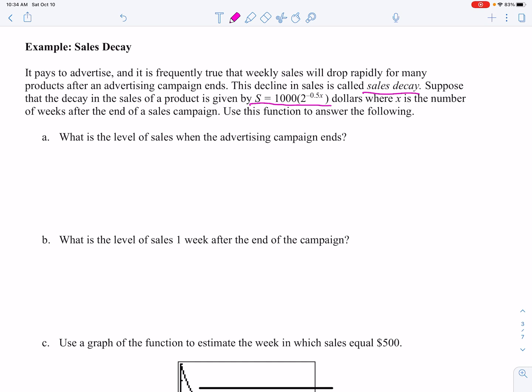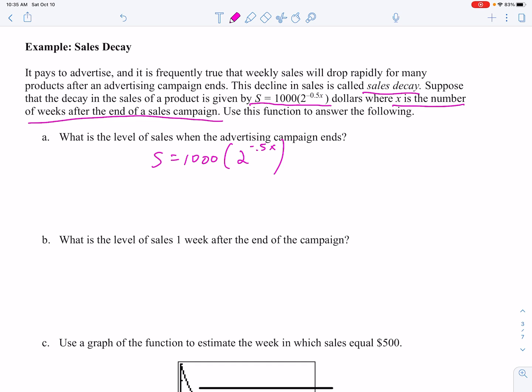All right, so it says, what is the level of sales when the campaign ends? So we have to think about that. What does that mean to us? So we have this function they gave us, S equals 1,000 times 2 to the negative 0.5x power. So that negative 0.5x is in the exponent. But it says X is the number of weeks after the end of the sales campaign.